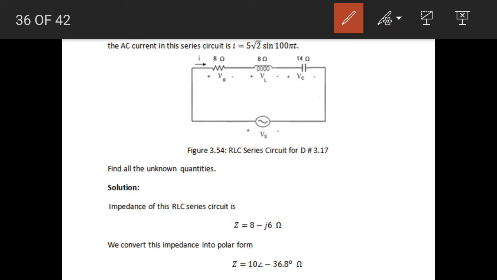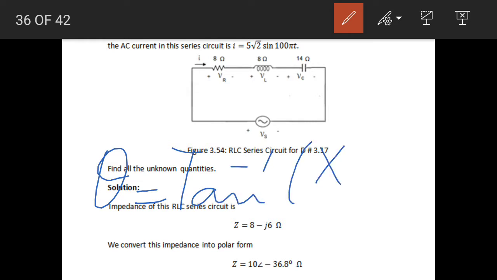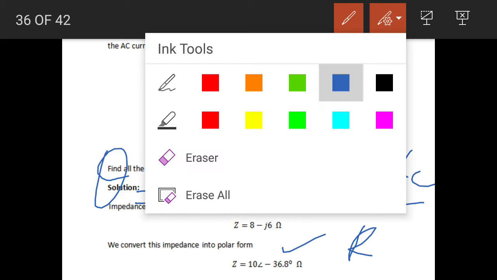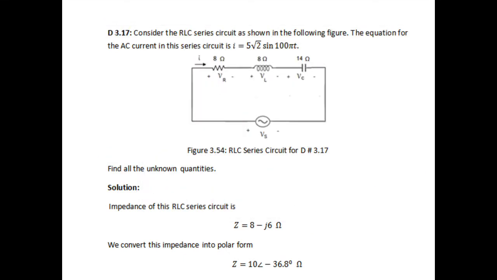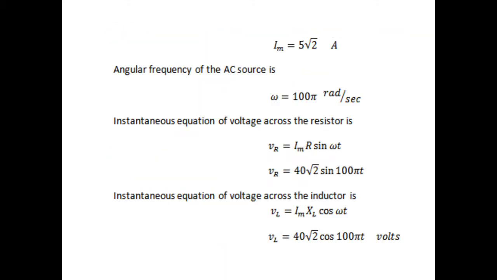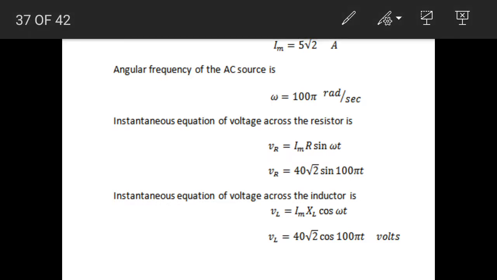We calculate theta. We can calculate theta with the help of tangent inverse of XL minus XC divided by R, and if you put the values in this particular equation, we get minus 36.8. So the magnitude of the impedance is 10, and the angle of the impedance is minus 36.8. Here is the maximum value of the current in this series combination, which is 5 under root 2. The angular frequency is 100 pi.